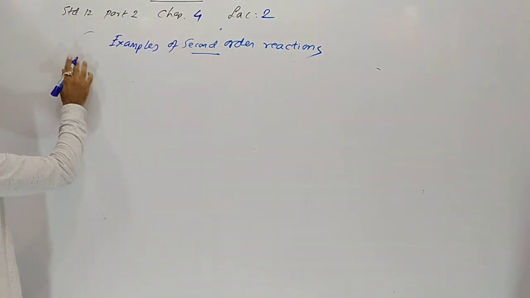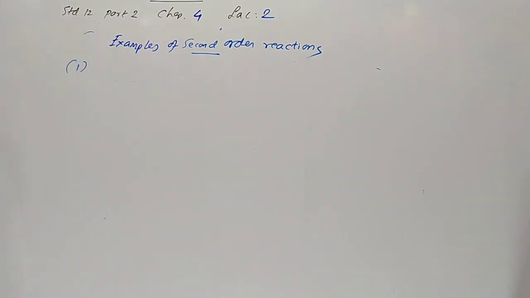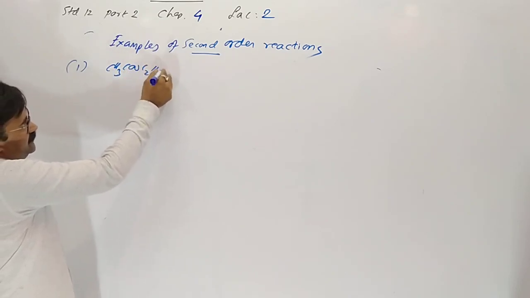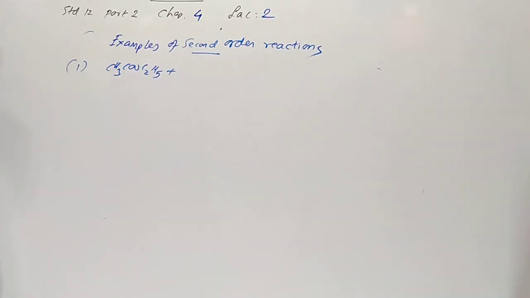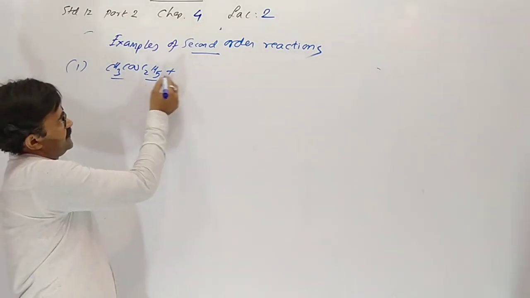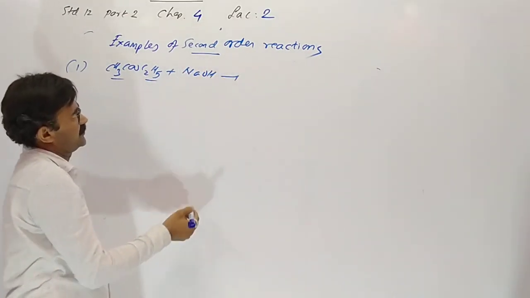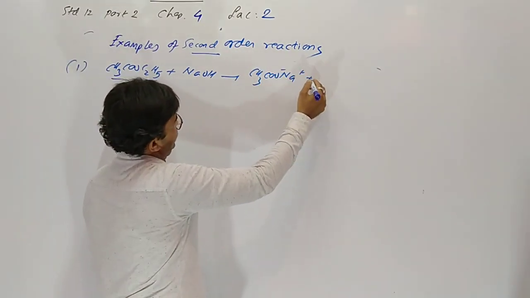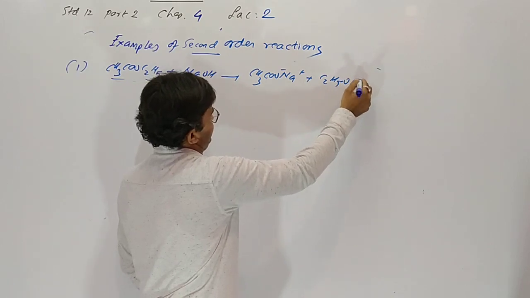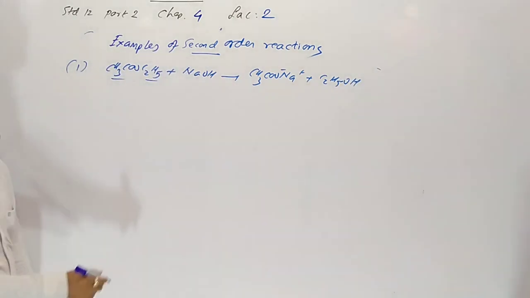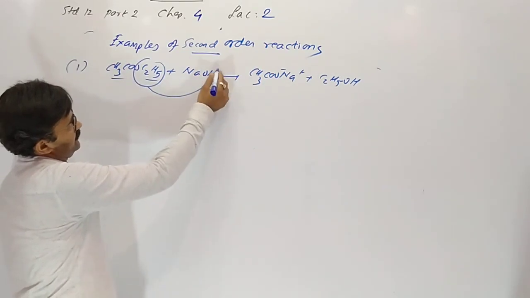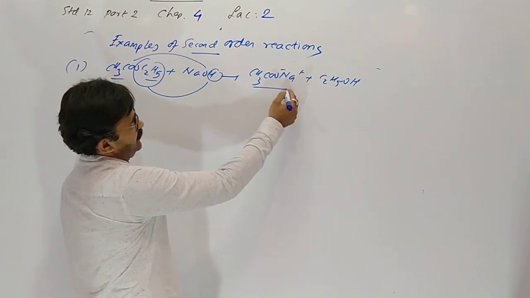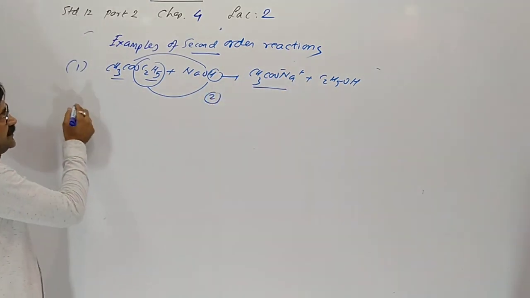All the examples we have to remember. The order of reaction in all these examples is practically derived. Ethyl acetate reacts with NaOH to give sodium acetate and ethanol, C2H5OH. The order of this reaction is 2.